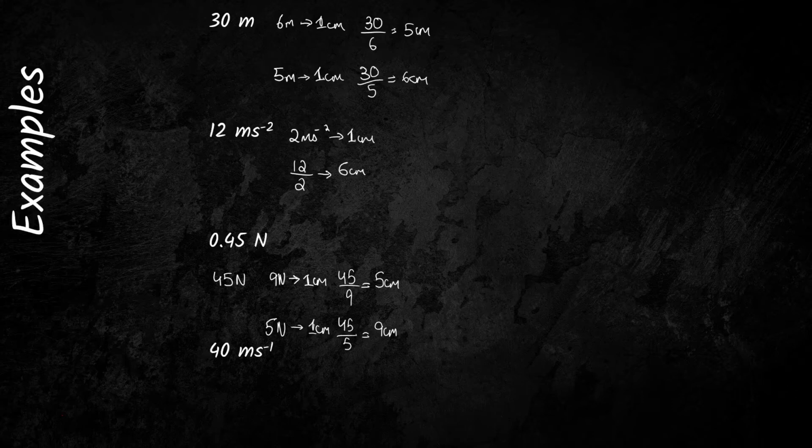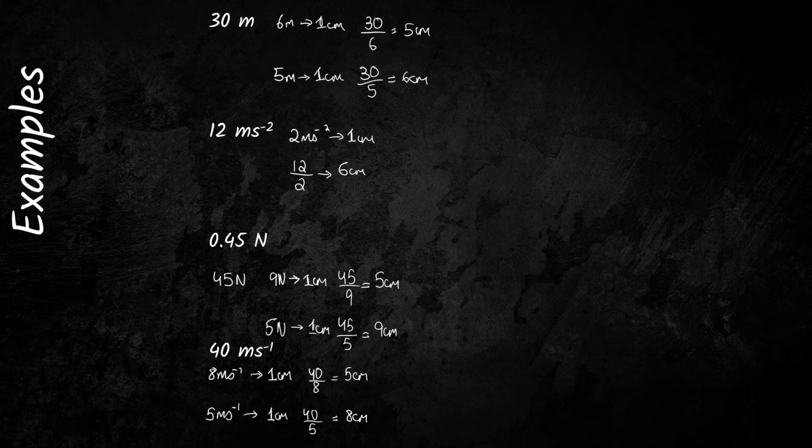We can use the scale 8 meters per second gives me 1 centimeter, in which case 40 divided by 8 is 5 centimeters. So you can use a 5 centimeter arrow to represent 40 meters per second. Or you can say that, okay, I'm going to use 5 meters per second to represent 1 centimeter. And 40 divided by 5 is going to give me 8 centimeters. All right, so these are just some examples which you can use.